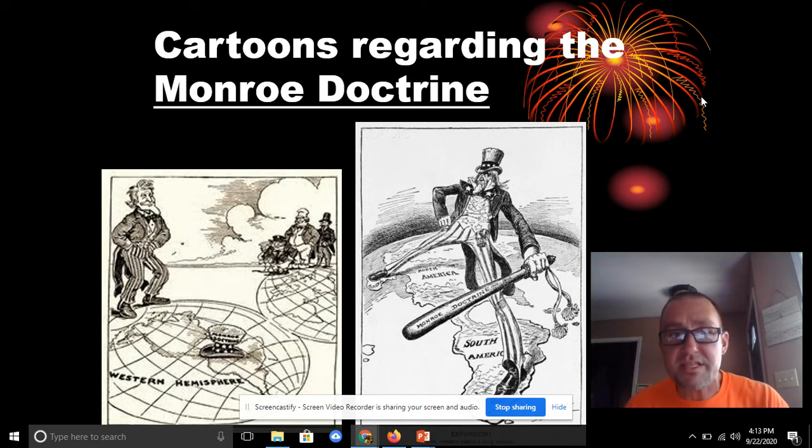Both of these cartoons tie into what's called the Monroe Doctrine. The Monroe Doctrine is nothing that's new. You would have actually learned about it probably at some point early last year in 8th grade social studies. Mr. Fry would have talked about it at some point. Monroe was our 5th president. He was the last of the founding fathers that was around during the American Revolution to become president.